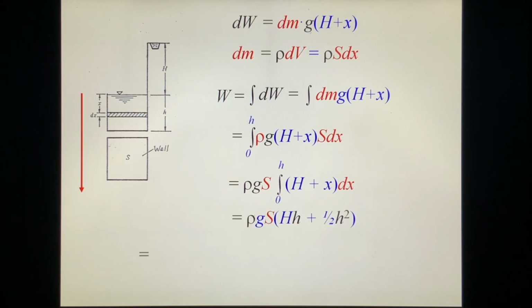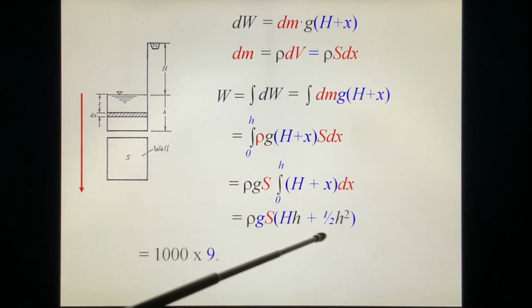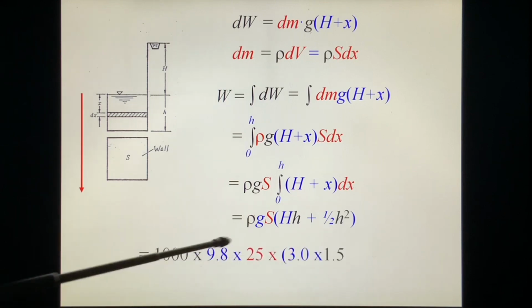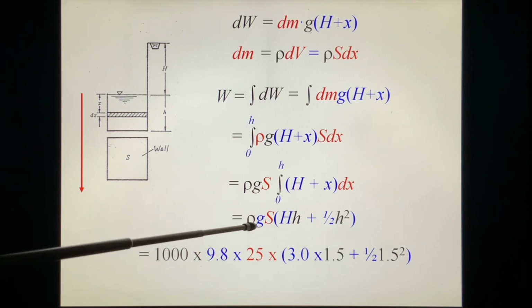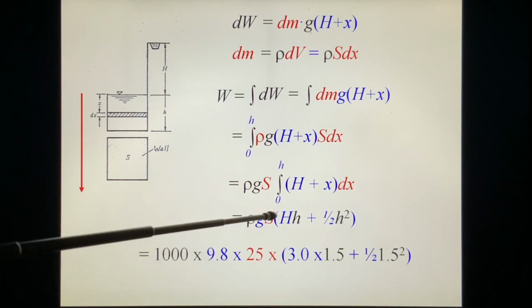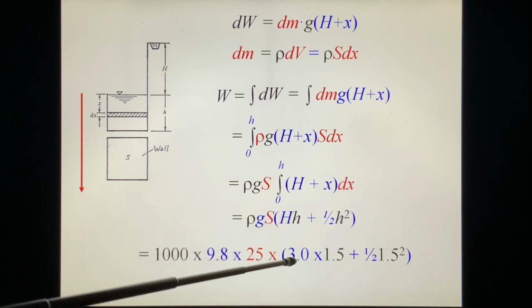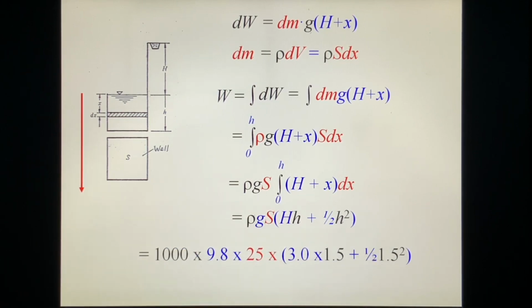Now, we put the numbers inside. The density of water 100, g 9.8, S 25, big H 3.0, small h 1.5, and we get the answer. We take two significant figures.